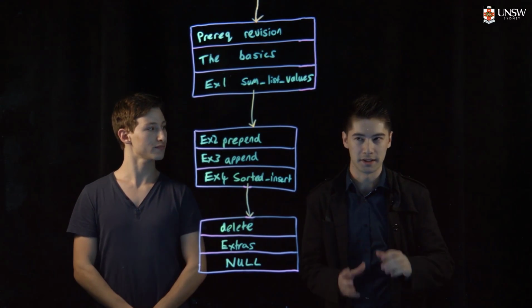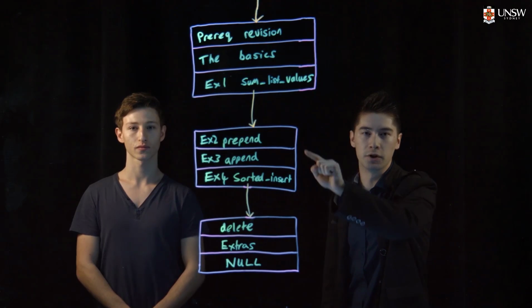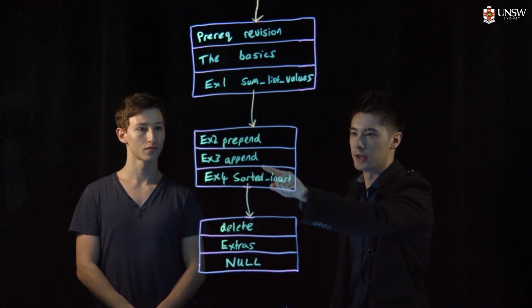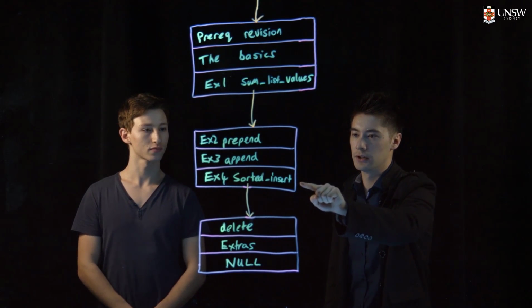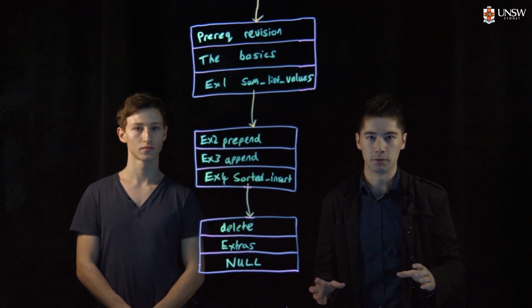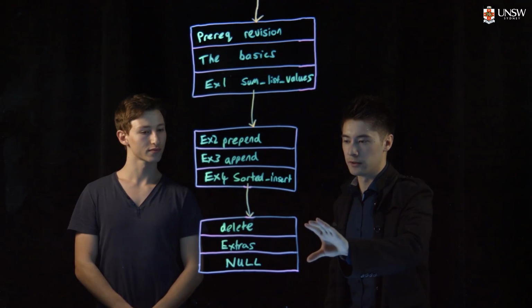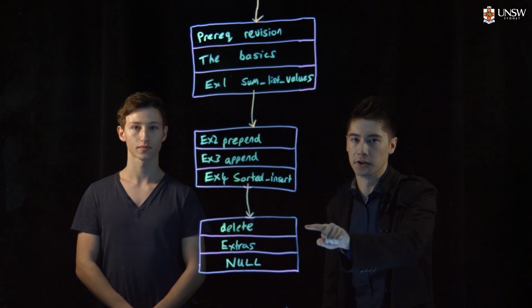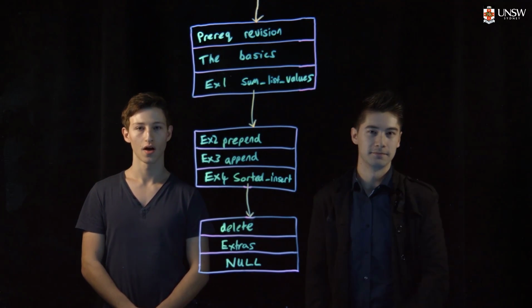And then in our second video, we'll be looking at some more examples. We'll be looking at prepend, which is adding to the beginning of a list. We'll be looking at append, which is adding to the end of a list. And then sorted insert, which is taking a sorted list, inserting an element so that the result remains sorted. And then lastly, we've got our final video, which will be covering the delete function, and then some extras. And that's the end.